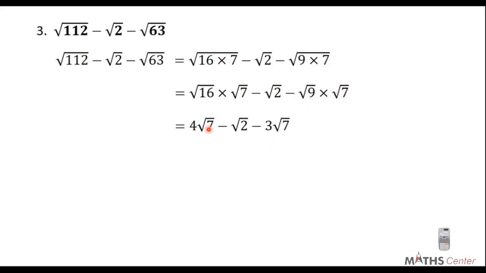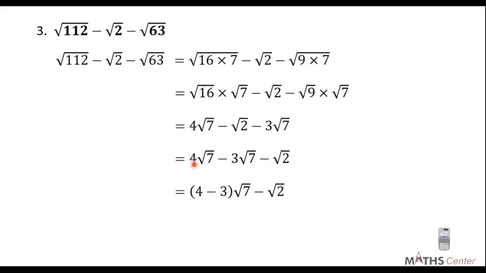Now you can see that this one and this one are like terms. The terms under the square root signs are the same, so you group them to one side. So we have 4 root 7 minus 3 root 7, then minus 2, which is the unlike term. Don't forget that you can only subtract when the numbers or the terms under the square root signs are the same. So in this case, you can only subtract these two. You can do the operation for just these two.